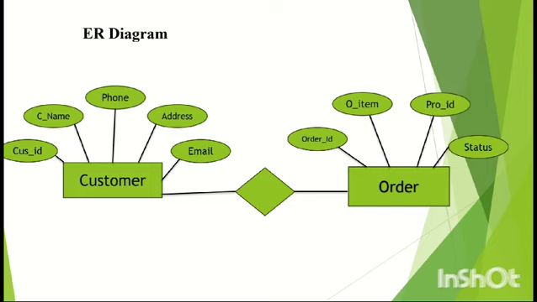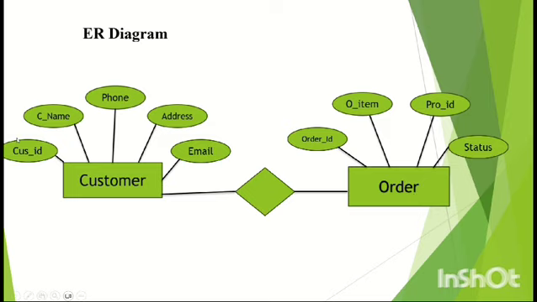Here we are going to learn about the CRM ER diagram. This is a simple customer relationship management diagram. In this ER diagram, we have customer and order. These are the two entities. This symbol represents the relationship between the customer and order. Customer ID, customer name, phone, address, email: these are all the attributes of the customer. And order ID, order item, product ID, as well as status: these are all the attributes of the order.